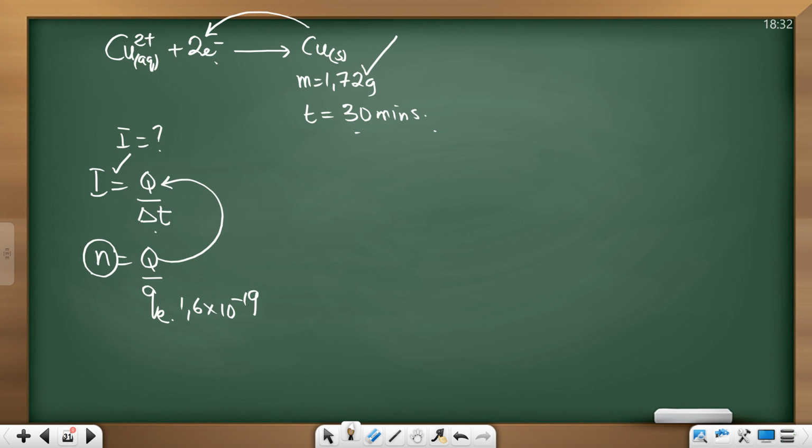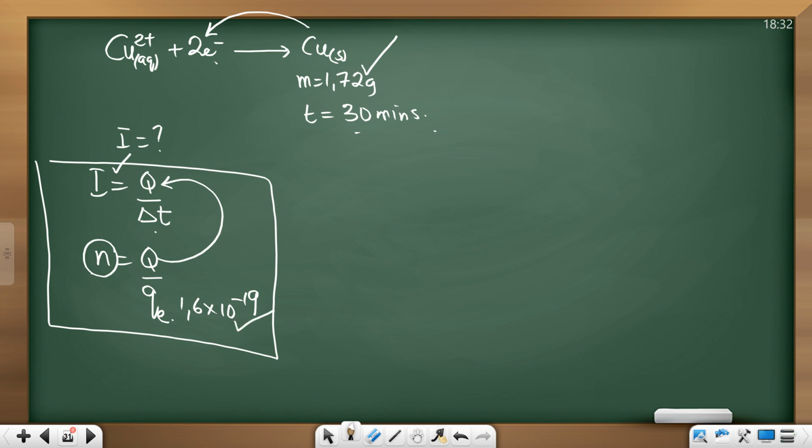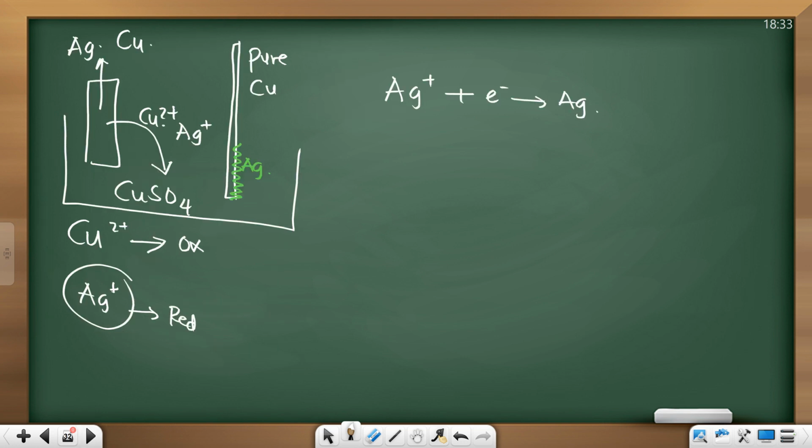Guys, did this make sense? These are the two formulas, and QE. Are we together, guys? All right. You should be able to now handle this.